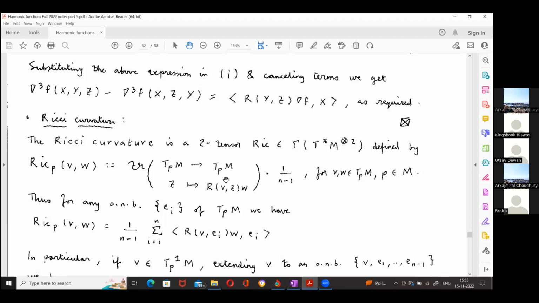Is this clear? So this is a 2-tensor, right? It's a multilinear function. It's a bilinear function of V and W, right?